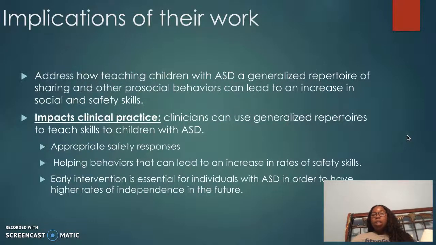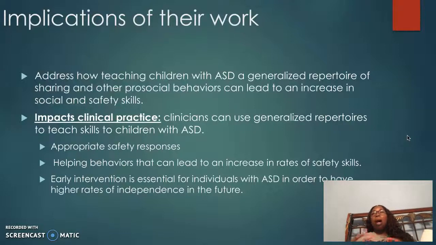Just some implications of his work. Dr. Reeve's work has been used to address how teaching children with autism a repertoire of sharing and other pro-social behaviors can lead to an increase not only in social skills but in safety skills. Children with autism are at a very high risk for being in unsafe environments and just being in dangerous situations. And his work impacts clinical practice because clinicians can use his repertoire to teach skills such as vocational skills as well, appropriate safety responses, and helping behaviors that can lead to the increase in the safety skills.